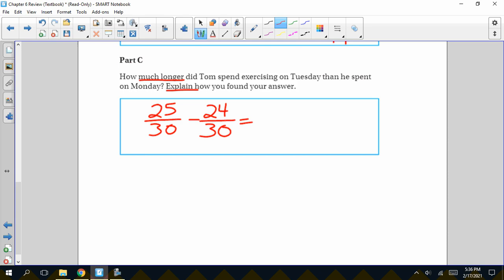Once we have the common denominator, which is what we found at the top, when we subtract, we just subtract the numerators. 25 minus 24 is 1. 30 stays the same on the bottom, and our answer, the difference between these two, is that he worked 1/30 hours longer on Tuesday than he worked out and exercised on Monday.